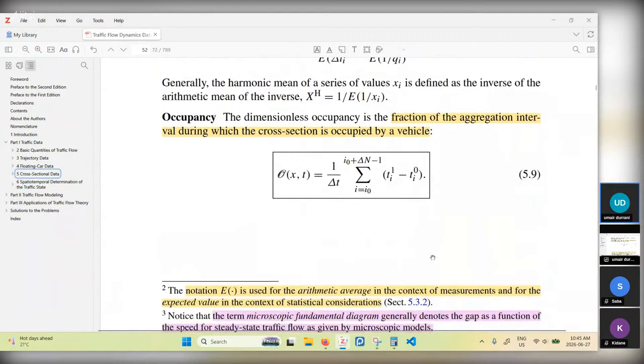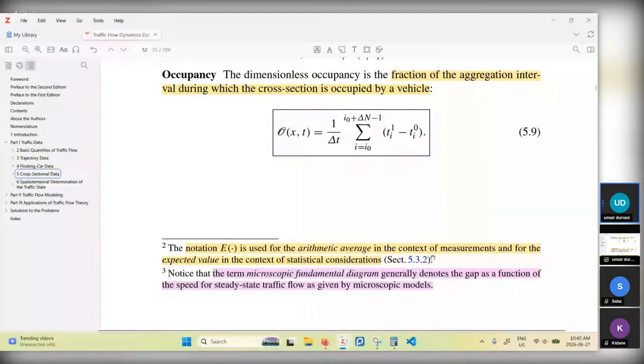The next thing is occupancy. The detector data is sending the traffic flow to the traffic control center. It is also sending the occupancy. So what is occupancy? Occupancy does not have any units, so that's why it says here that it's dimensionless. It is a fraction of the aggregation interval during which the cross section is occupied by a vehicle. Our aggregation interval is delta t. So this is delta t.